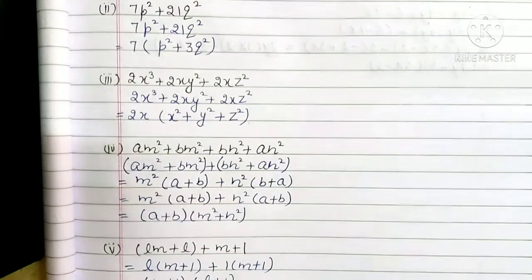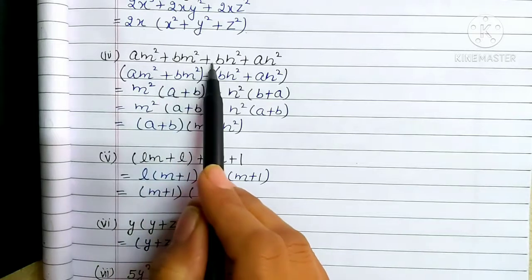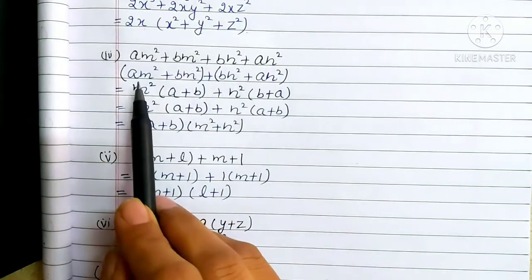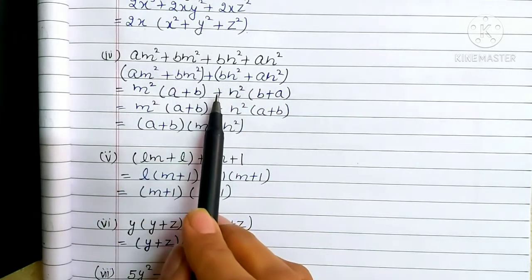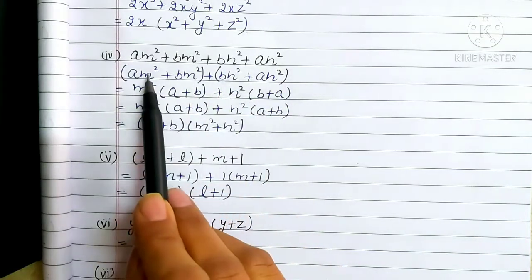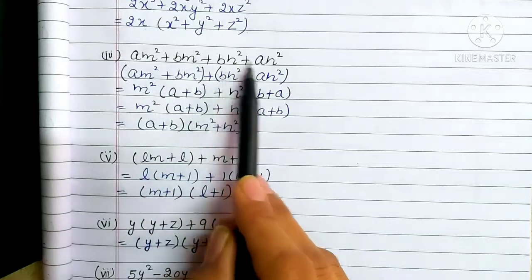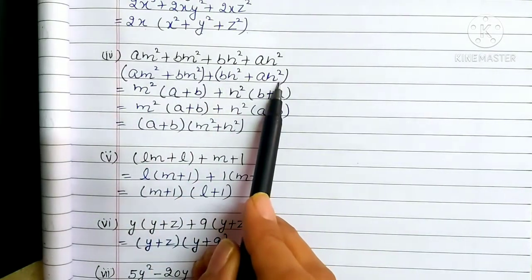Fourth part, am square plus bm plus bn square plus an square. So students, here 4 terms are there. So we will make groups as no common factor in all these 4 terms. But we can observe m square is common in first 2 terms and n square is common in next 2 terms. So we will make pairs, we will make groups.